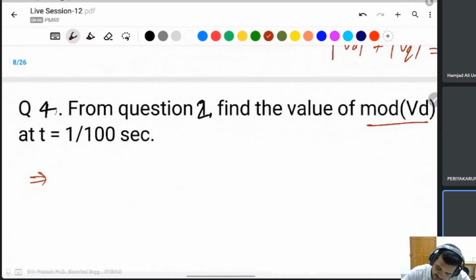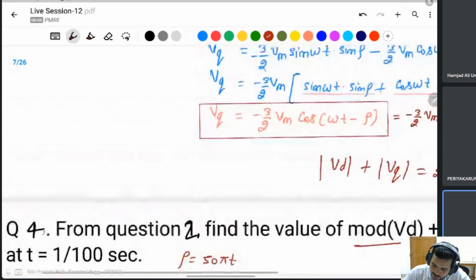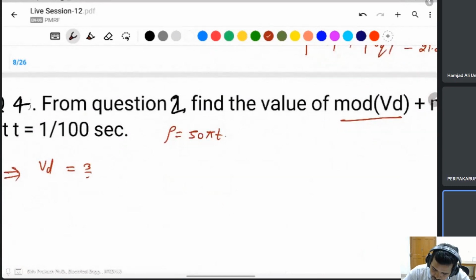Let's check here. Rho is given as 50 pi t. And Vd is 3 by 2 Vm sine of omega t minus rho. Omega is 50 pi t, given in the question, so omega t minus rho is 50 pi t minus 50 pi t. This will be 0. Then sine 0 is 0, so Vd will be 0.